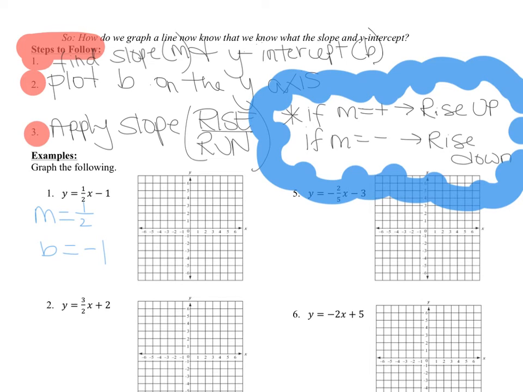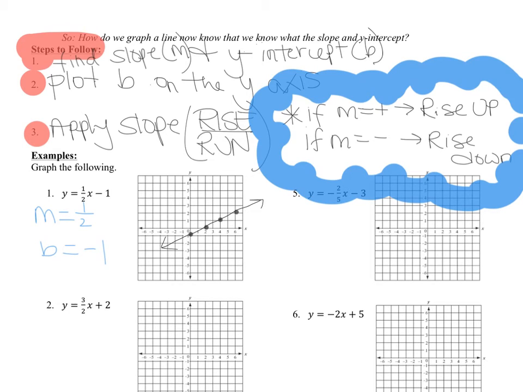So if I do this one more time to show you. The first thing I did was find my slope and my y-intercept, which was m = 1/2 and b = -1. I'm now going to plot b on the y-axis at -1. From this point, I'm going to apply my slope. The top of my fraction is 1, so I'm going to rise 1, and I'm going to run 2 to the right. I'm rising up because this is positive, and I always run to the right. So rise 1, run 2, plot a point. Rise 1, run 2, plot a point. And then you just keep going. Rise 1, run 2, plot a point. And then connect my dots the best that I can.